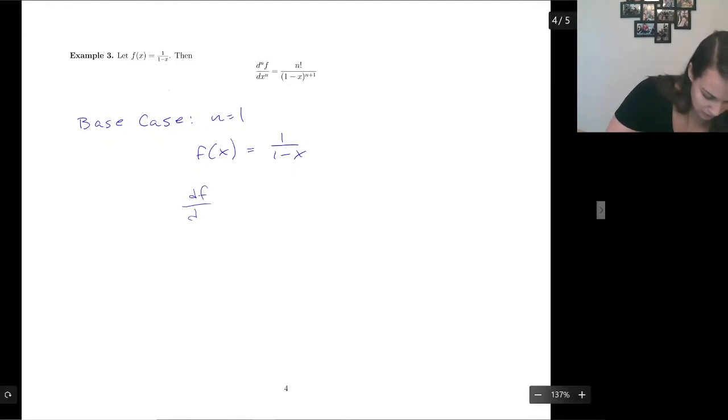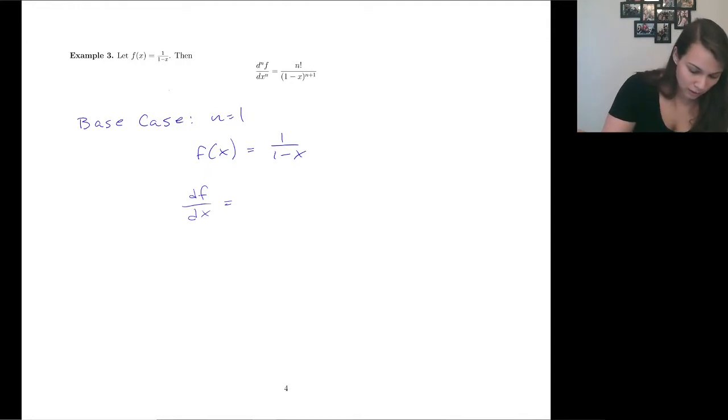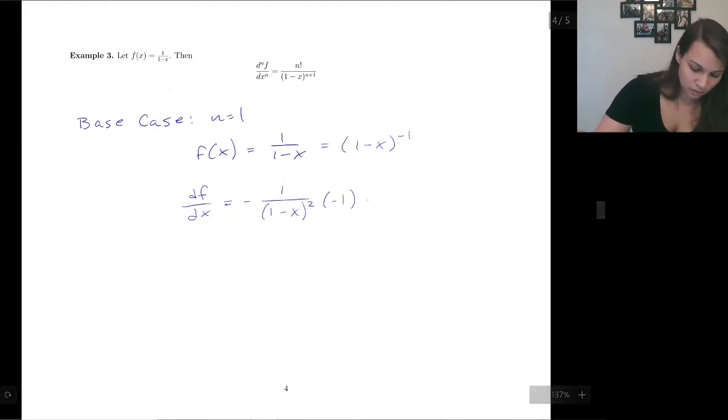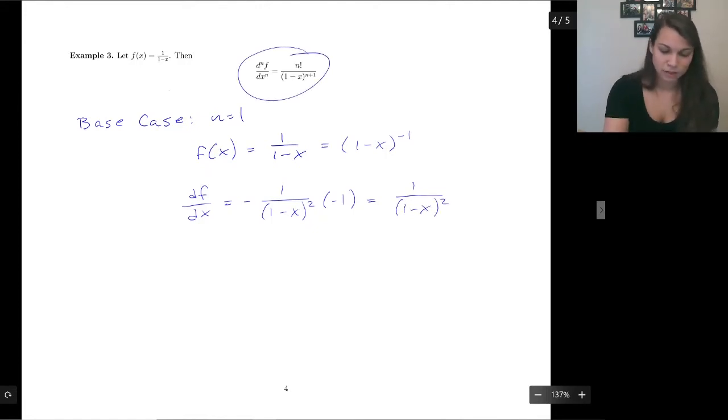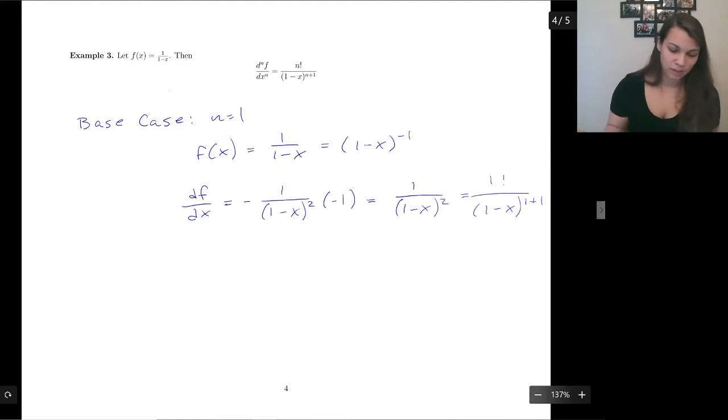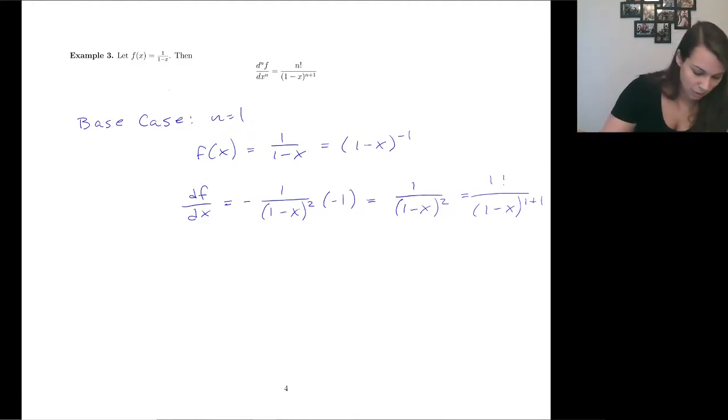So then df dx is going to be equal to, remember that it looks like this, and we're going to use the power rule, and that's where that negative comes from. And then by chain rule, we get another negative. 2 negatives make a positive. And that indeed fits into this formula, because 1 factorial is 1. And then if n was 1, which we said n was 1, we could write our exponent like this. Okay. The formula holds for n equals 1. Now, time for our inductive step.